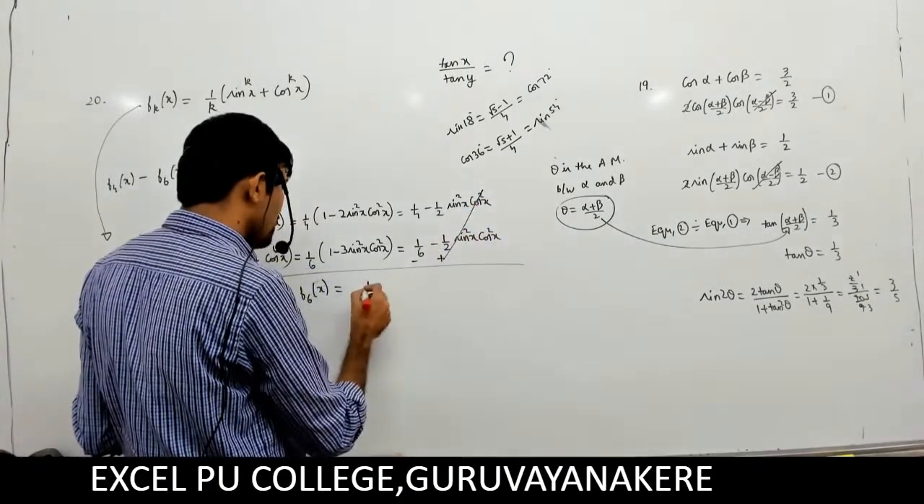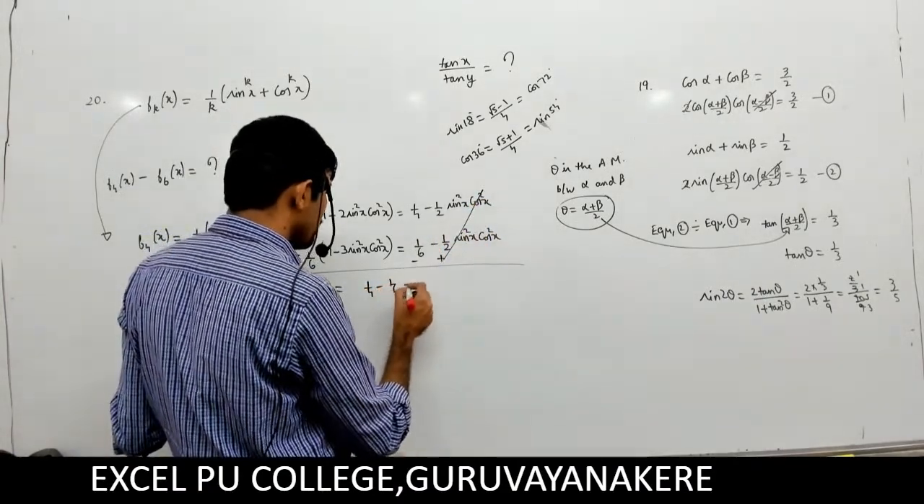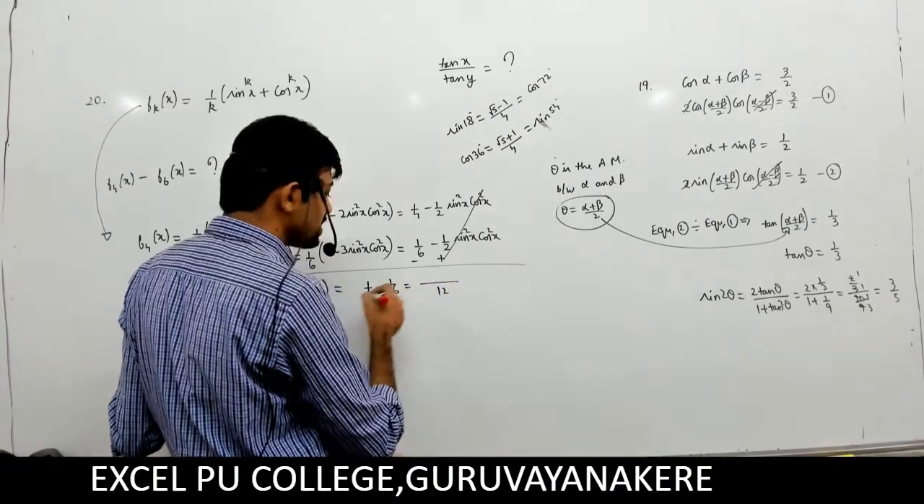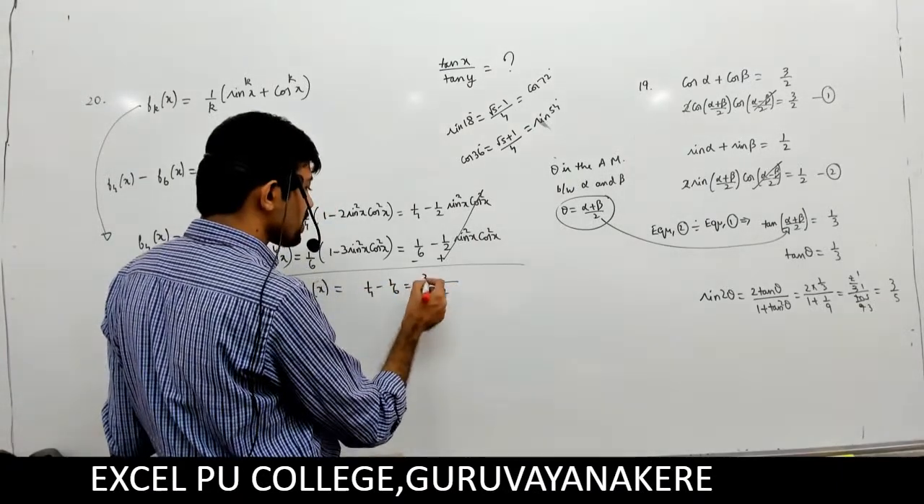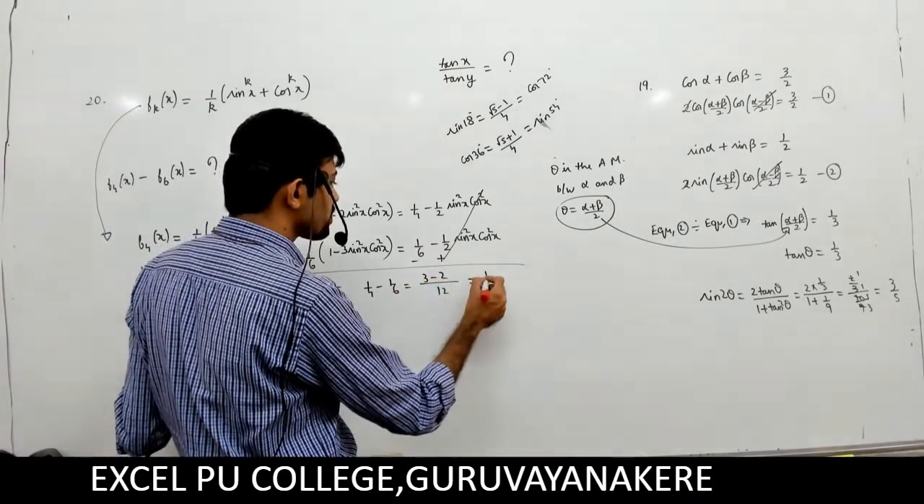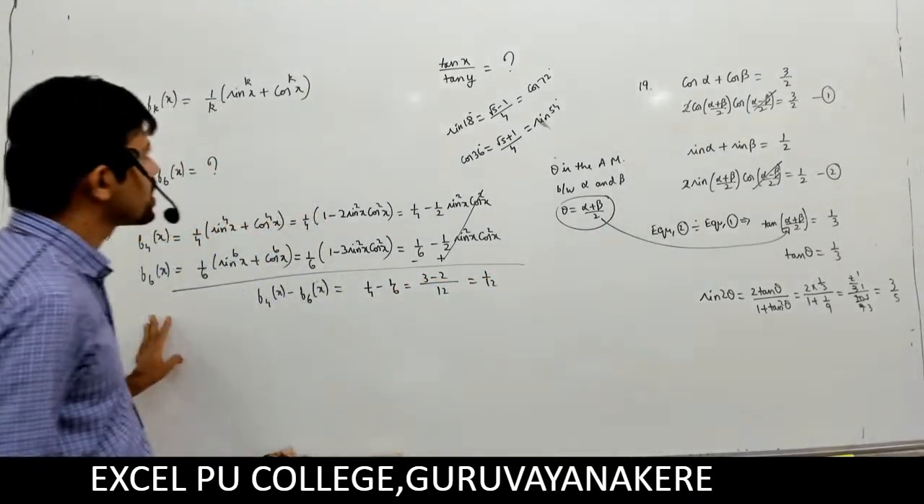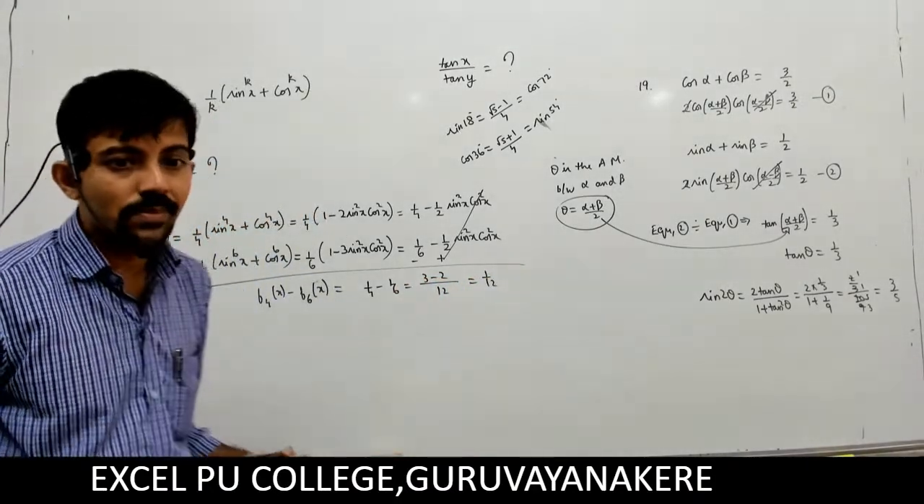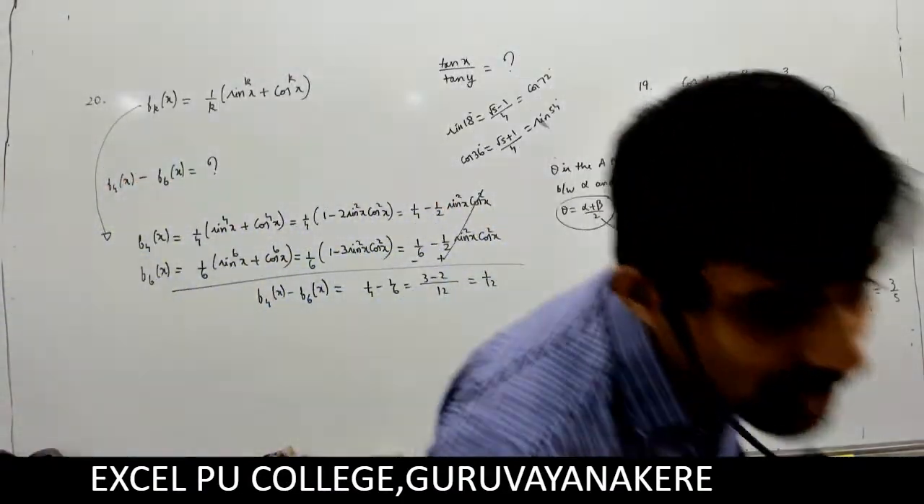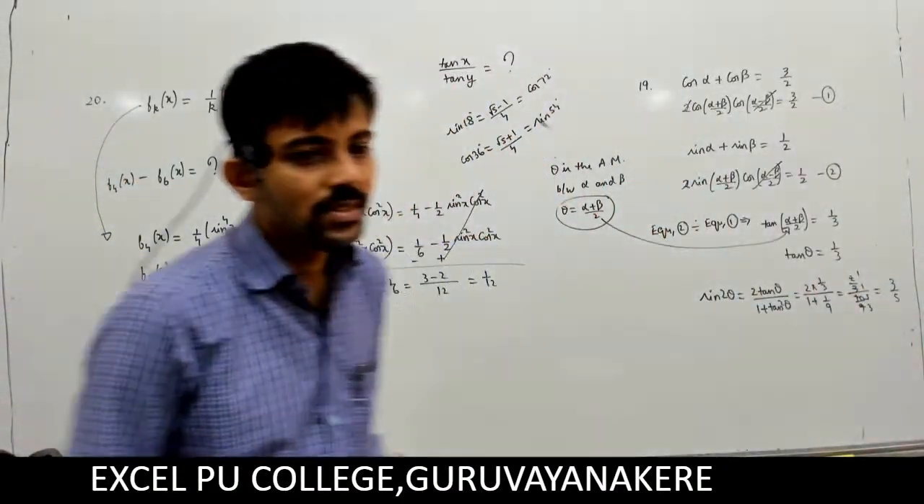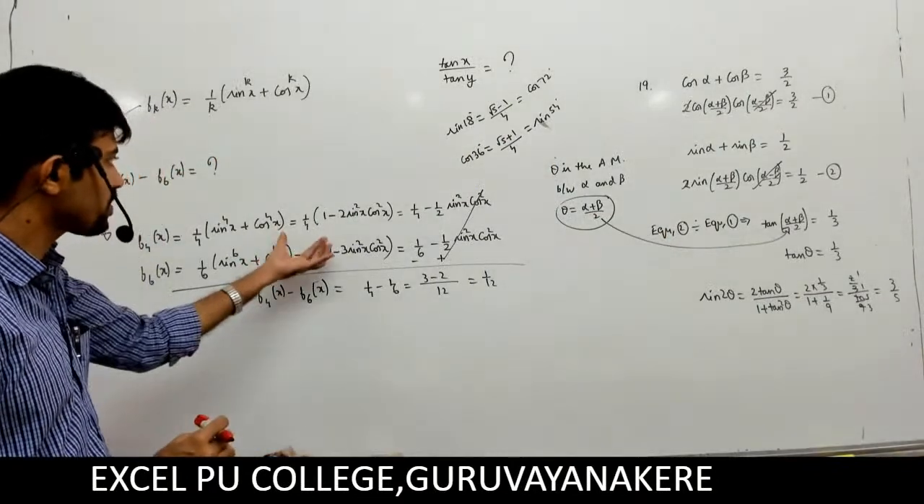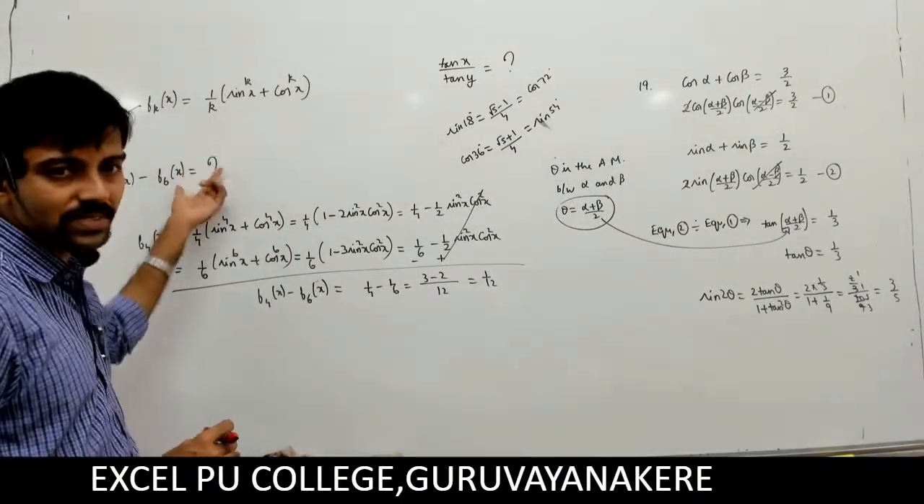Correct? 1 by 4 minus 1 by 6. Take LCM 12. 4 and 6 LCM is 12. 4 into 3. Correct? 6 into 2. This is 1 by 12. Correct, required answer is 1 by 12. 1 by 4 minus 1 by 6 simplifies to 1 by 12. Simple question, nice question. This is finding f4 of x minus f6 of x.